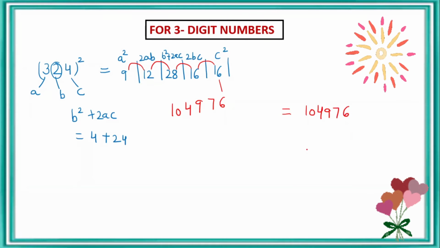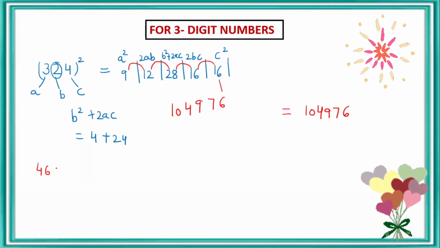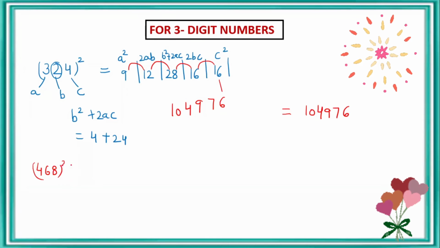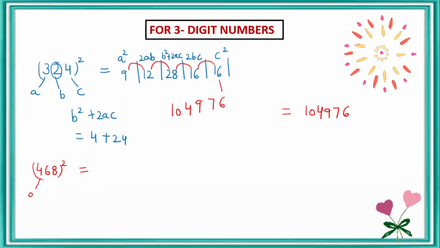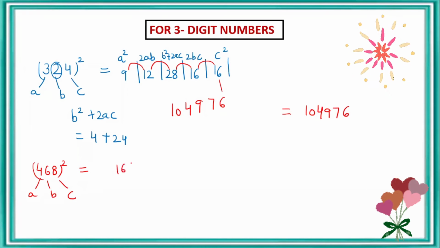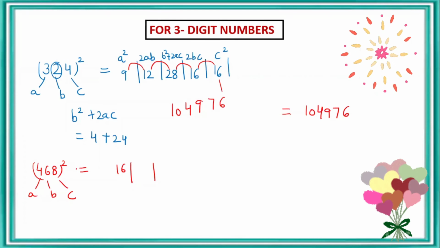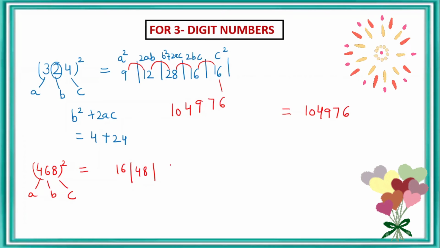Let's make it more clear with one more example. Suppose the next question is find the square of 468. Apply the same method. Take A as 4, B as 6 and C as 8. 4 square will be 16. Now 2AB, 2 into 4, 8. 8 into 6 is 48.